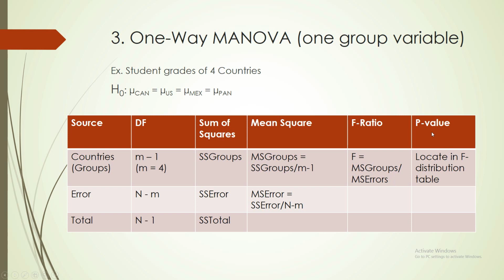If this p-value is below 0.05, then the country variable is shown to significantly influence the student grades. And in this case, we can reject this null hypothesis that the means between the individual groups are the same. We can reject that. So at least one of these means is different due to the country of origin.